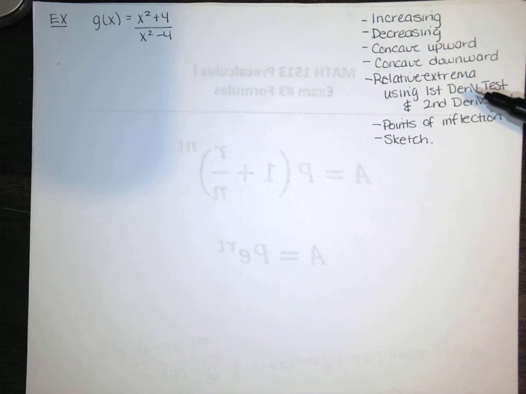We'll do that using the first derivative test, and then we'll confirm using the second derivative test. Then we'll find points of inflection of the function, and then we'll sketch it using all of the information that we found.